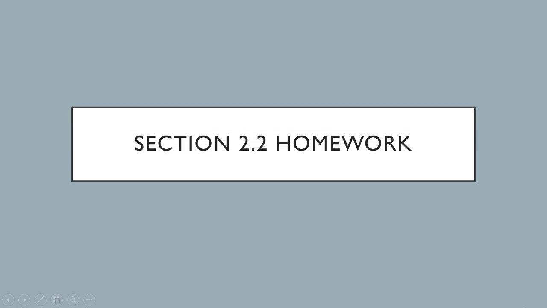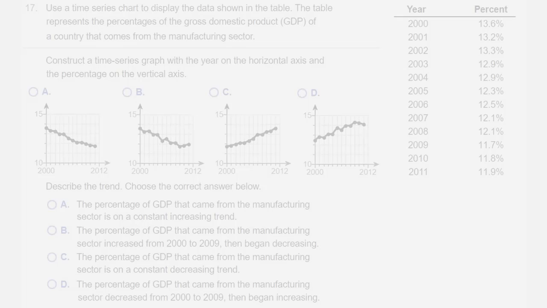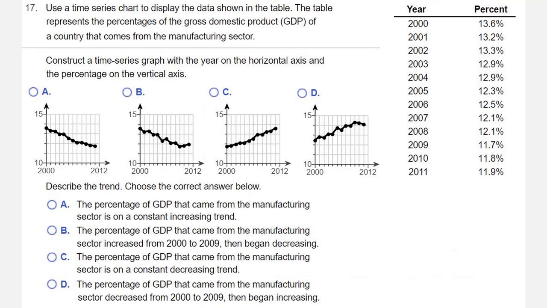We're looking at homework from section 2.2. This is question number 17. Use a time series chart to display the data shown in the table below. The table represents the percentages of the gross domestic product, GDP, of a country that comes from the manufacturing sector. Construct a time series graph with the year on the horizontal axis and the percentage on the vertical axis.